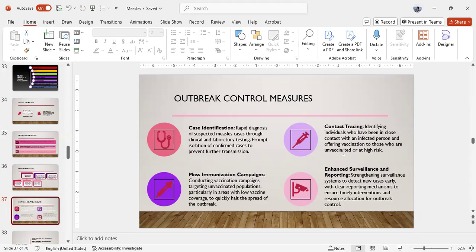Mass immunization campaigns, conducting vaccination campaigns targeting unvaccinated population, particularly in areas with low vaccine coverage to quickly halt the spread of the outbreak. And enhanced surveillance and reporting, strengthening surveillance systems to detect new cases early with clear reporting mechanisms to ensure timely intervention and resource allocation for outbreak control.